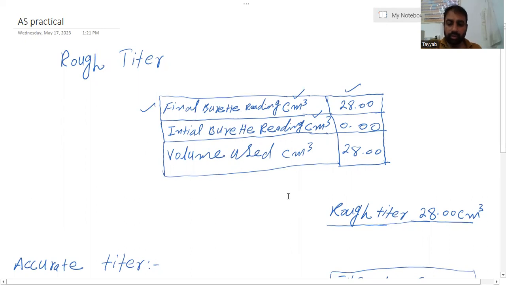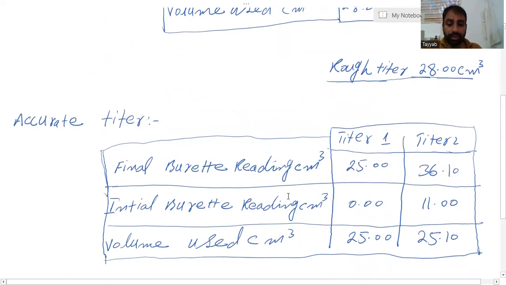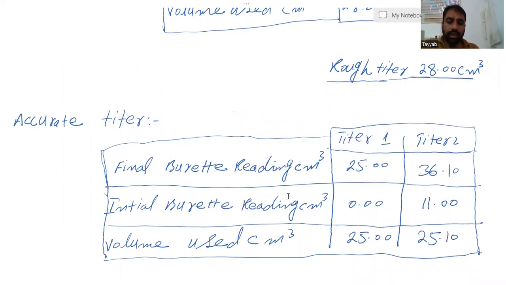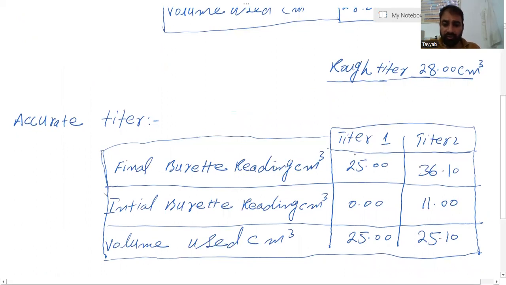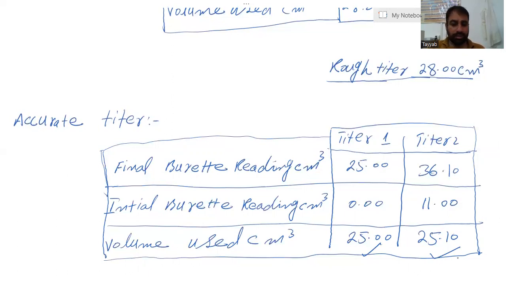Now, I would like to go to the accurate titer. If you see in the accurate titer, I have drawn just two titration results. These results are within the range of 0.1: 25.00, 25.10. These both are within the range. Again, if these are nearest to the supervisor, this is very ideal. If they are not nearest to the examiner, at maximum what will be lost? Just 3 marks.